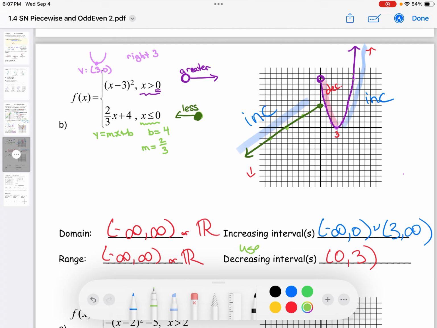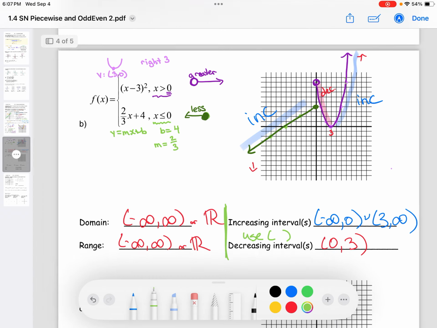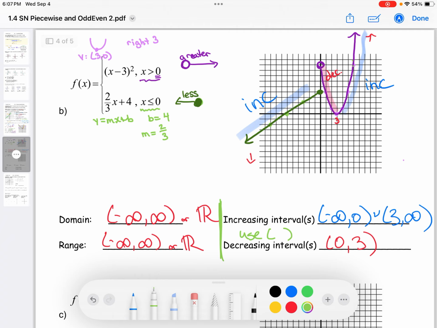Remember, on increasing, decreasing intervals, we use parentheses, not brackets. Brackets might be needed for domain and range, but we don't use them on increasing, decreasing intervals.